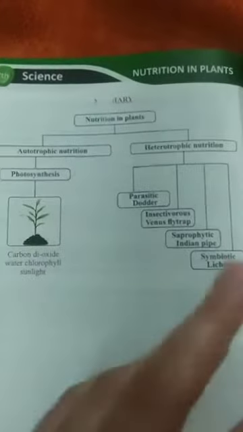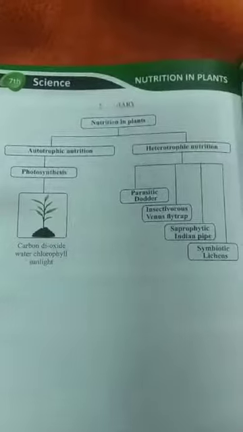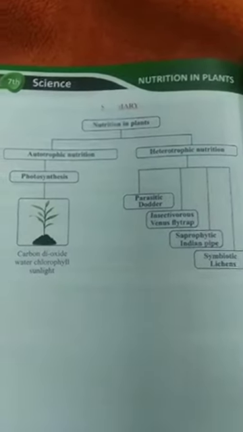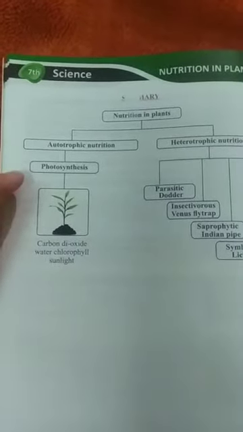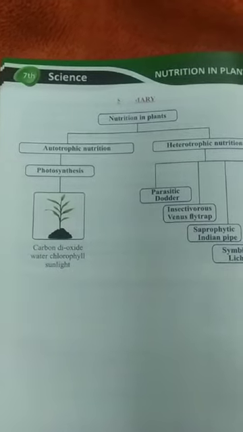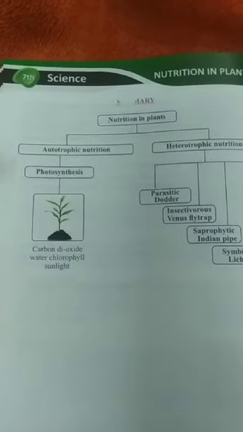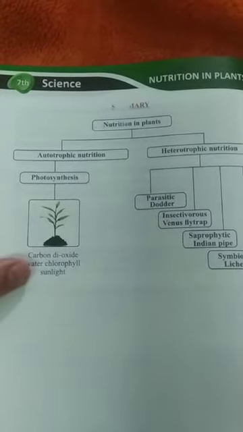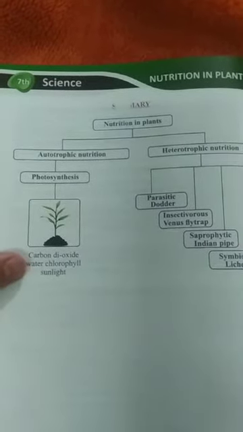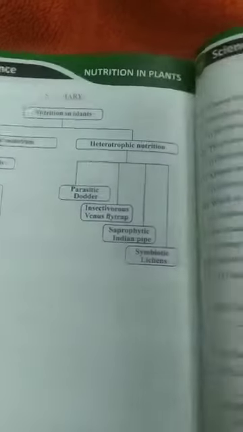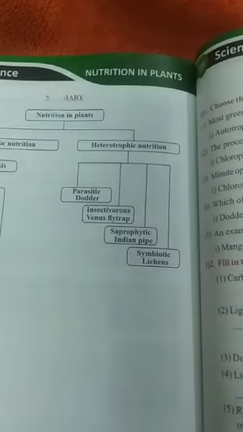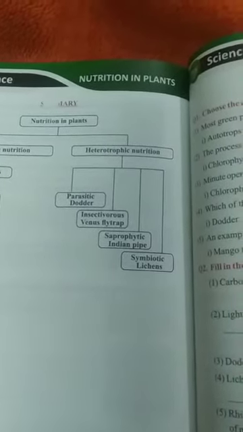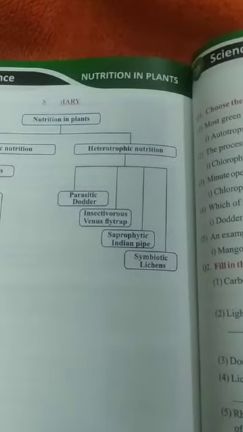So this is the crux of what we have studied: nutrition, then the two modes, the auto and the hetero. In the auto we have photosynthesis, in which carbon dioxide and water react and glucose and oxygen are formed, and this process takes place in the presence of sunlight and chlorophyll. Then we have the heterotrophic, in which we have studied four types: the parasitic, the symbiotic, the saprophytic, and the insectivorous. And that's all for this chapter.